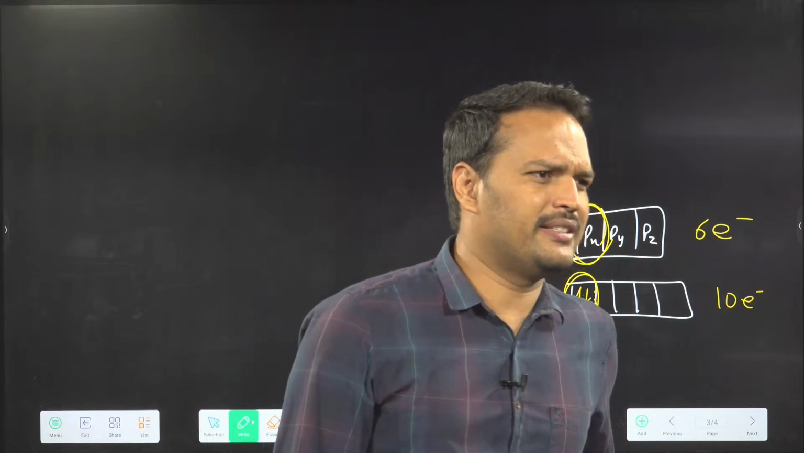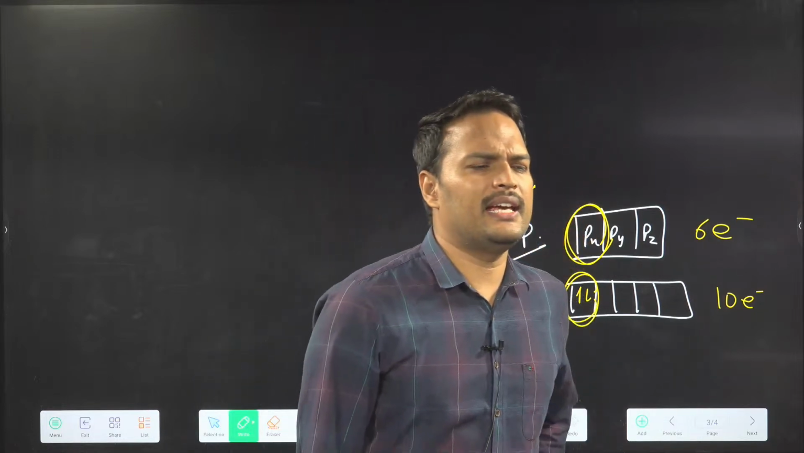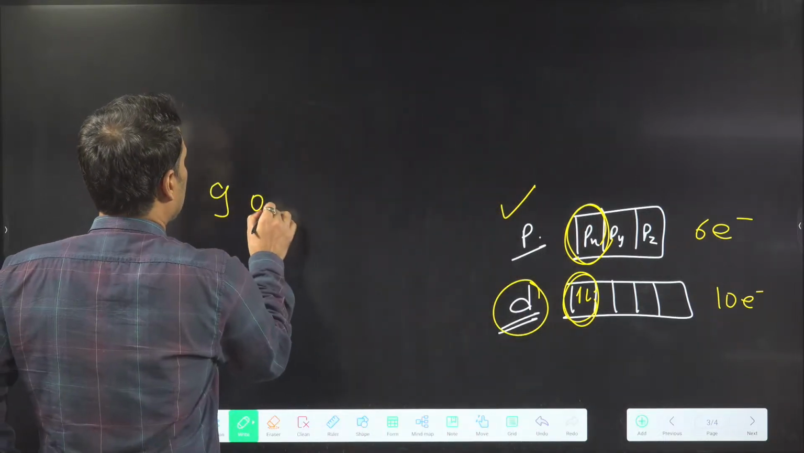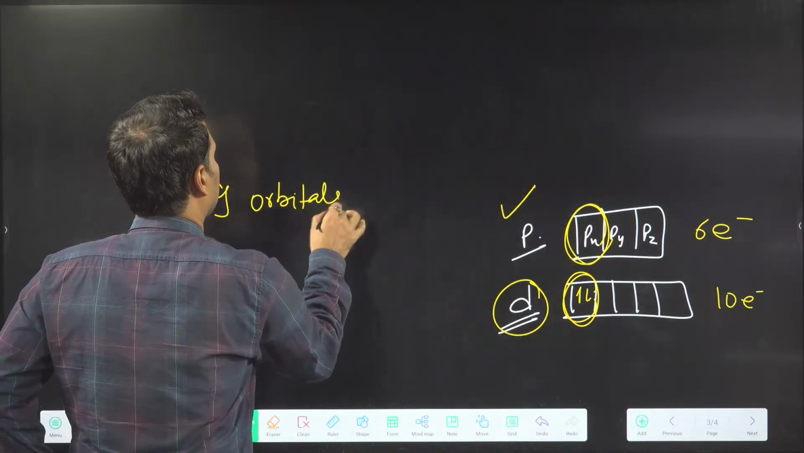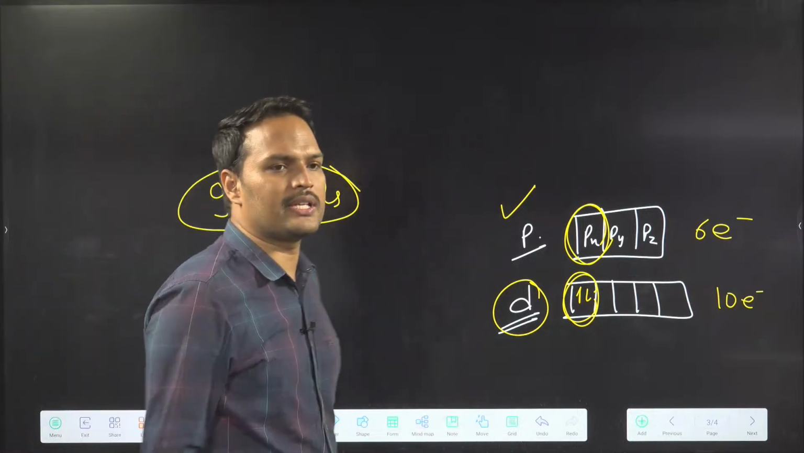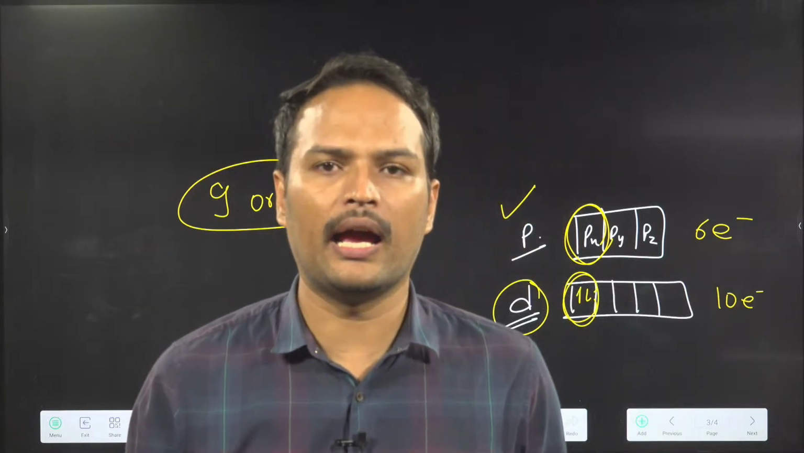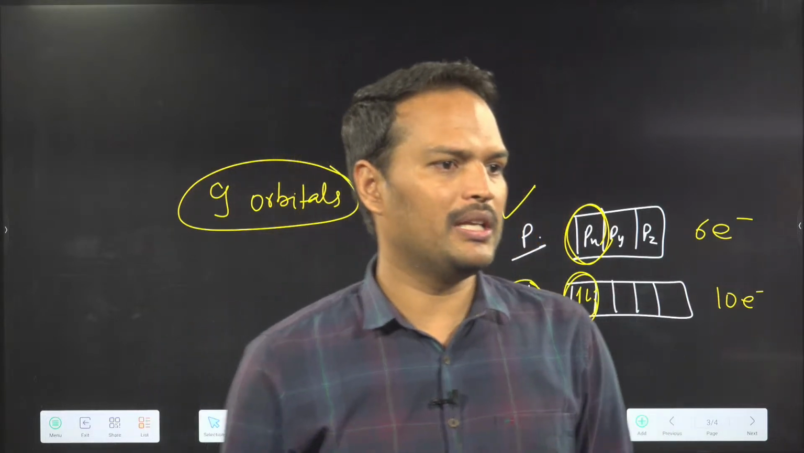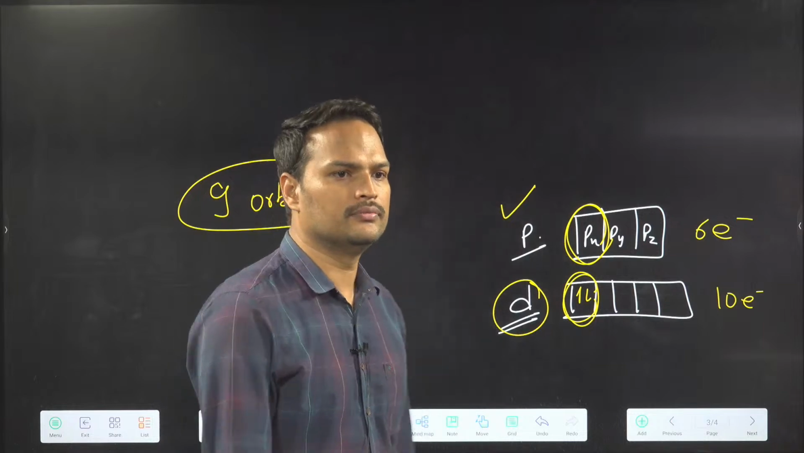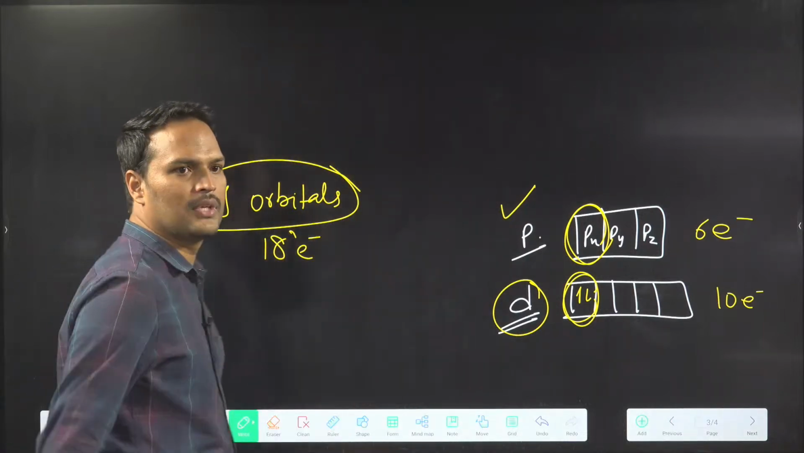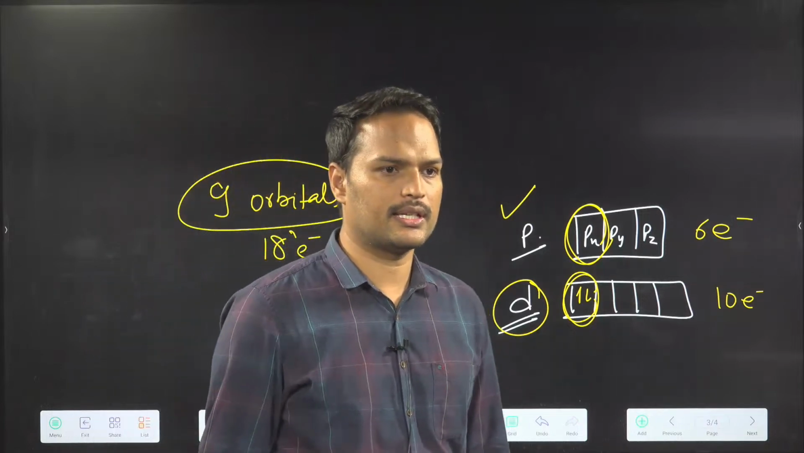So suppose if I say you कि there are 9 orbitals, I am having 9 orbitals, how many maximum electrons can I have? Quickly. So this is 18 electrons. I can have maximum 18 electrons. Clear?